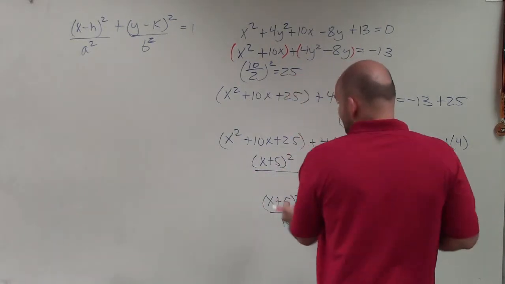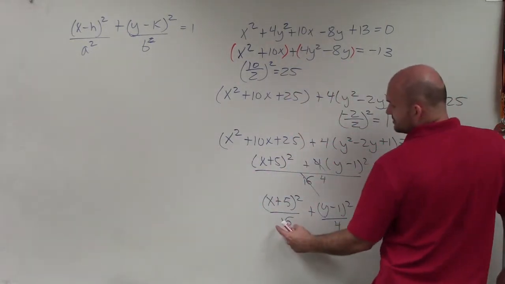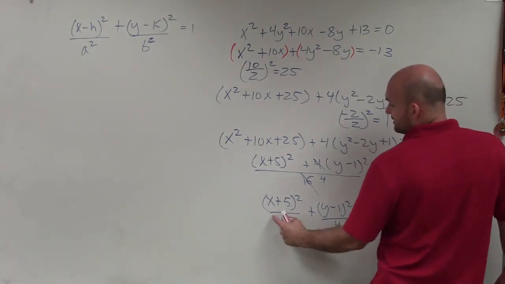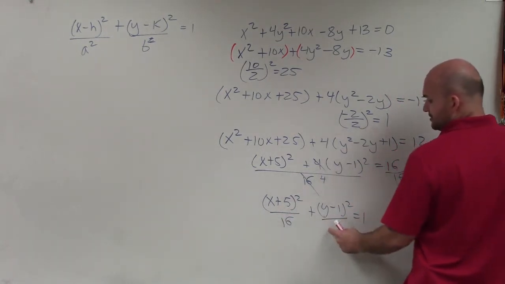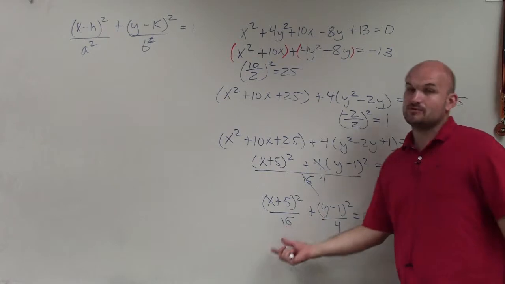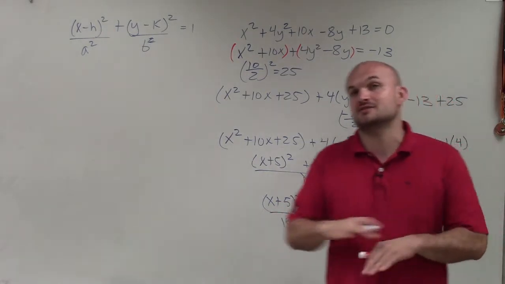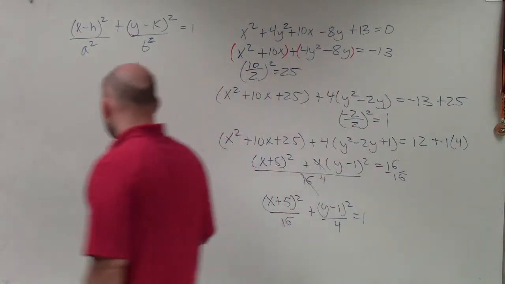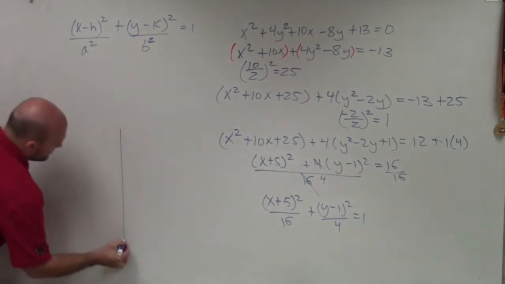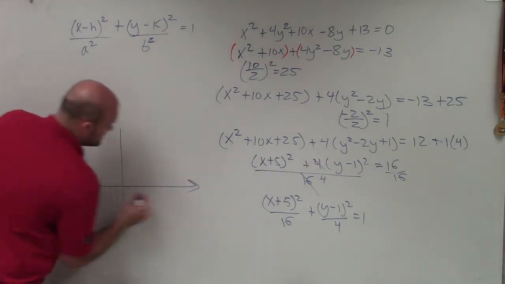So that's why, since 16 is larger than 4, I know that this is going to represent a squared, and this represents b squared. And since a squared is under the x, I know my major axis is going to be horizontal. So when we go to graph this, the first thing we want to do is identify what the center is.